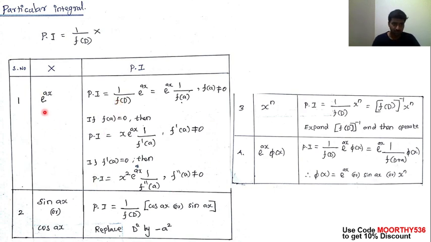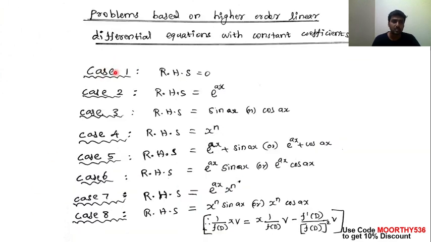As per these four formulas, e power ax, sin ax or cos ax, x power n, and e power ax into phi of x, we have 8 cases. This is case 1.